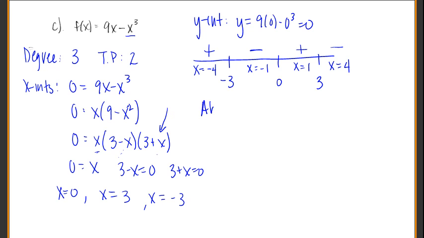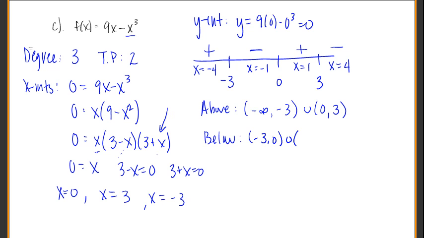So we are above the x-axis, starting at everywhere left, so negative infinity up to that first x-intercept at negative 3, and then everything between 0 and 3. We are below the x-axis from negative 3 to 0, and then from 3 to forever on the right, so it looks like to positive infinity.